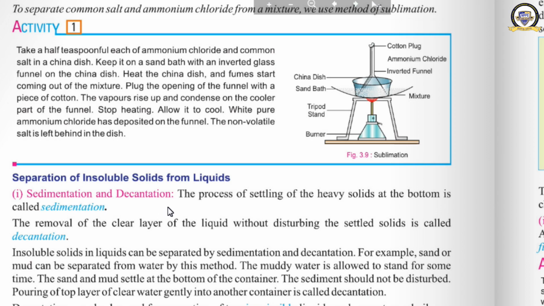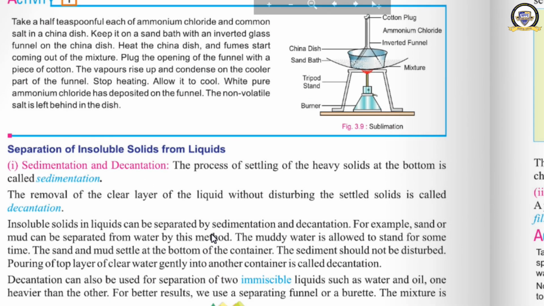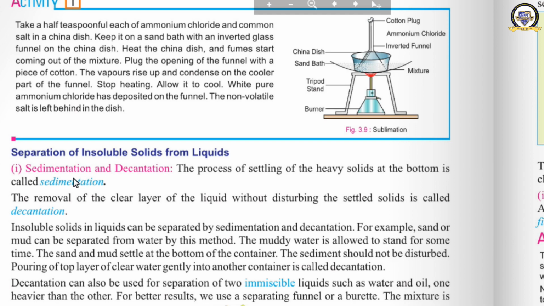First one is sedimentation and decantation. I think you are familiar with these two terms, right? The process of settling of the heavy solids at the bottom is called sedimentation. Settling of impurities in a beaker is known as sedimentation, and the removal of the clear layer of the liquid without disturbing the settled solids is called decantation.